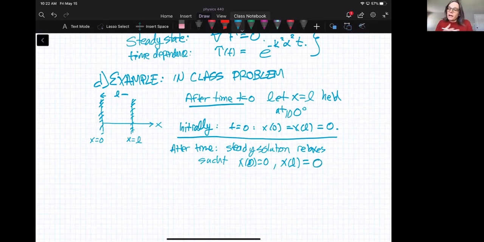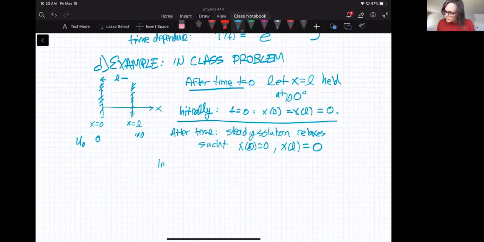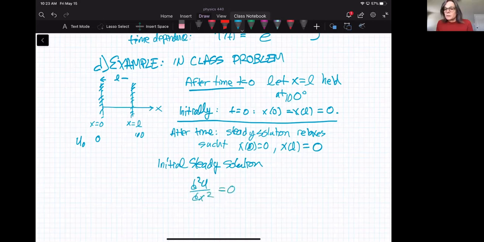What we're going to do is have an initial temperature distribution, u sub 0, and we're going to vary u from 0 to 100. After time t equals 0, we're going to have x of L be equal to 0. So the initial steady state solution is d squared u dx squared is equal to 0. That's just Laplace's equation in one dimension, right?